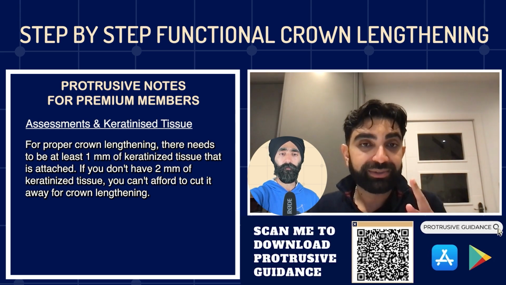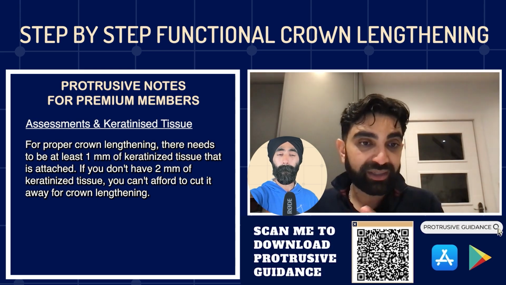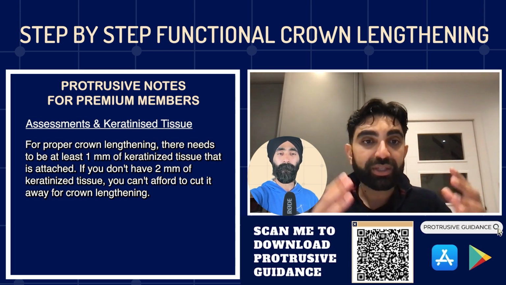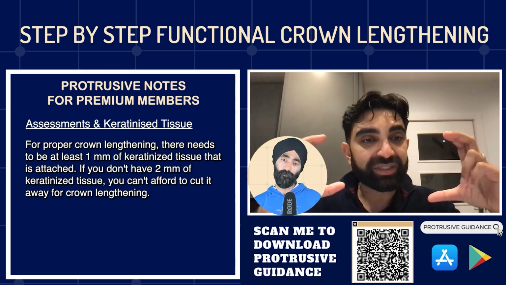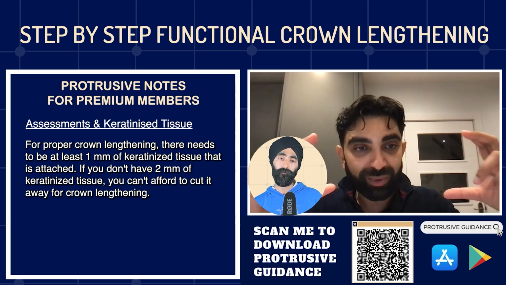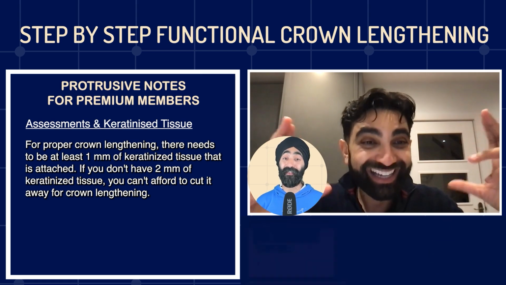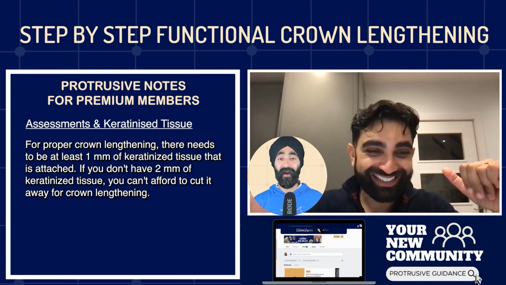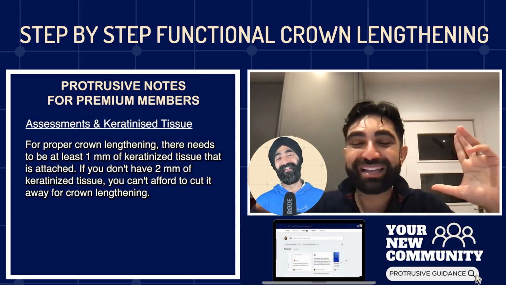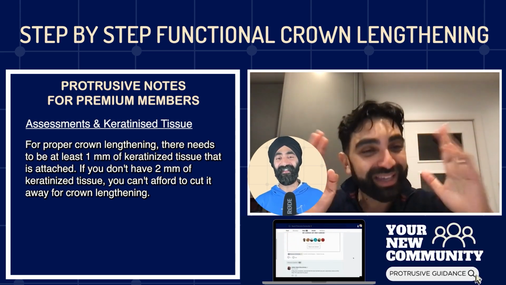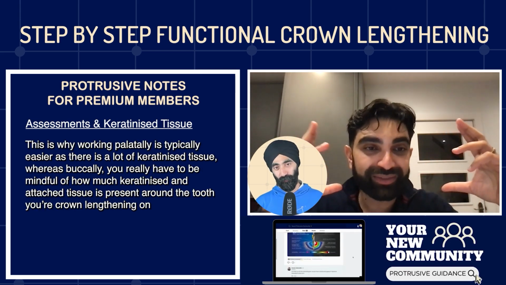And when you're crown lengthening, remember, we're essentially planning to cut away tissue to expose more clinical crown height. If you don't have 2 millimeters of keratinized tissue, you can't afford to cut it away. Which is why I favored those cases palatally, where I didn't have to worry about that. In the palate, there's keratinized tissue everywhere. But buccally, if you don't have 2 millimeters of keratinized tissue, you can't cut it away, unfortunately.